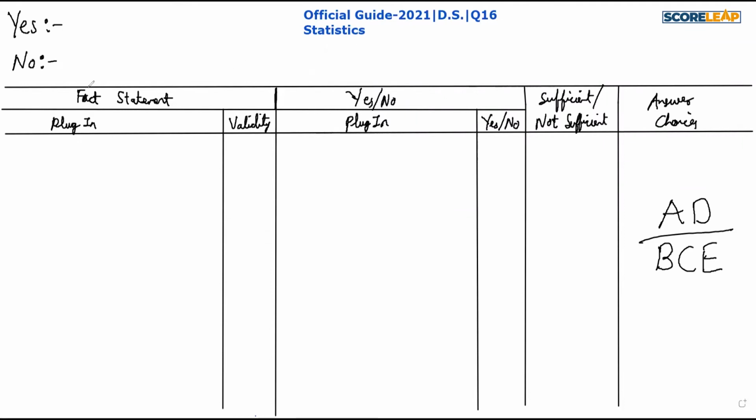Question 16. This here is a yes or no type of data sufficiency question. Whenever we have a yes or no type of data sufficiency question, we need to draw this table. If you have not yet watched the video on strategies for how to solve data sufficiency questions, please do watch that first.